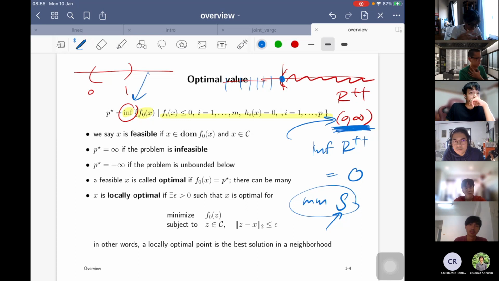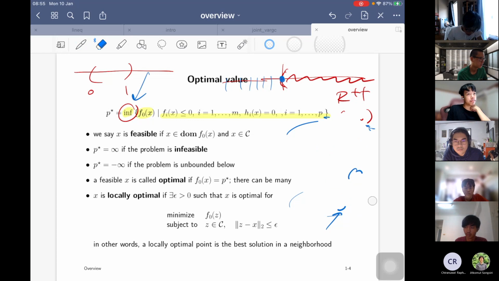All these things can be studied in real analysis. You can read further on that. Optimal value is defined as the infimum of the objective value function.